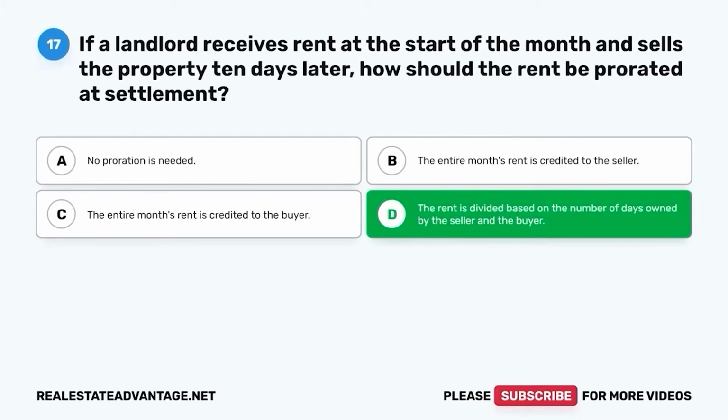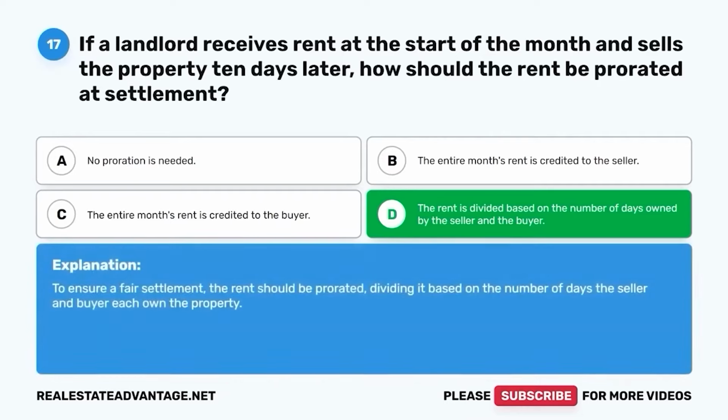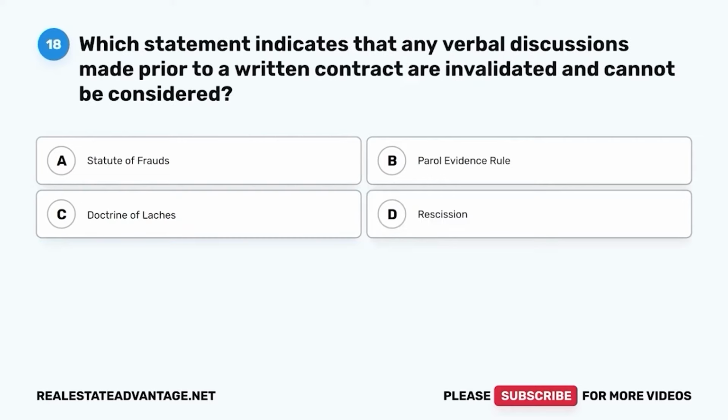The rent is divided based on the number of days owned by the seller and the buyer. To ensure a fair settlement, the rent should be prorated, dividing it based on the number of days the seller and buyer each own the property. Question 18. Which statement indicates that any verbal discussions made prior to a written contract are invalidated and cannot be considered? A. Statute of Frauds.